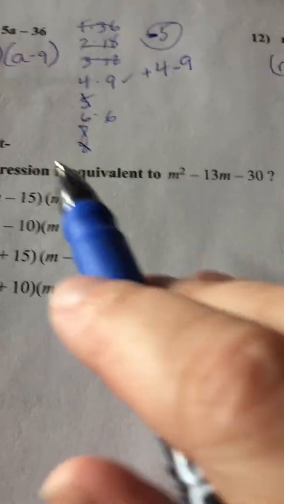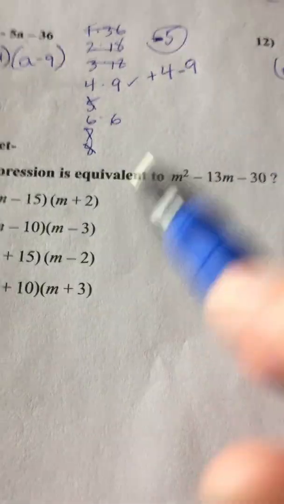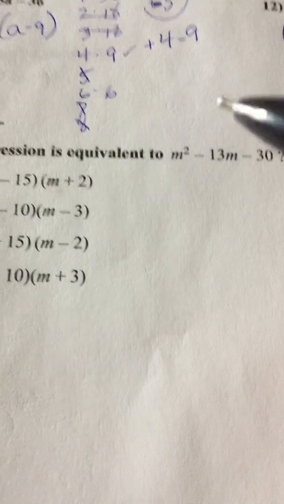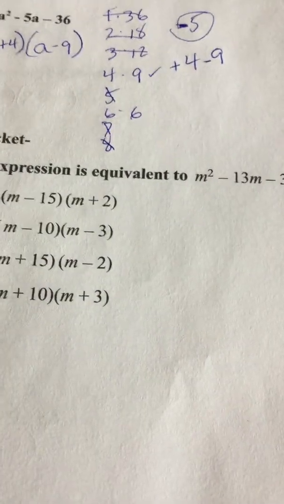And then I have a 30. So 15 times 2 is 30, 10 times 3 is 30, 15 times 2 is 30, and 10 times 3 is 30. So none of them were knocked out on just the easy stuff, but you can go ahead and either factor it by hand or just do the double distribution and see which one works.